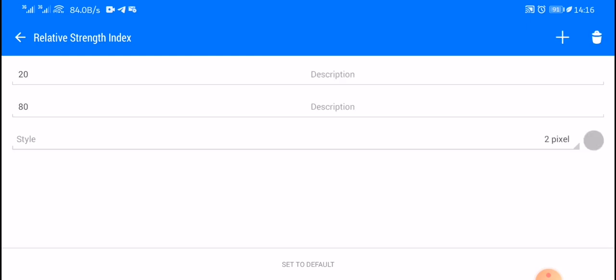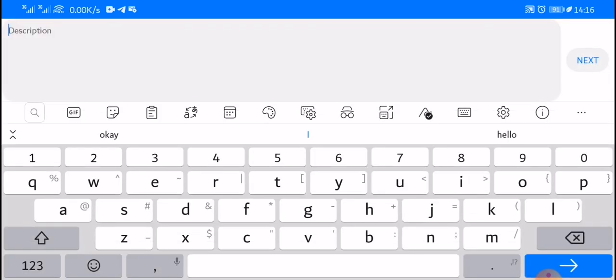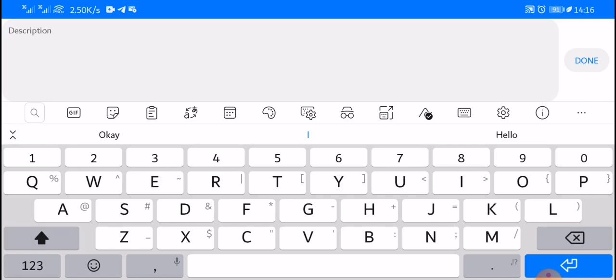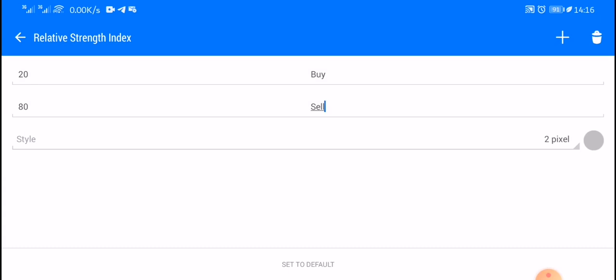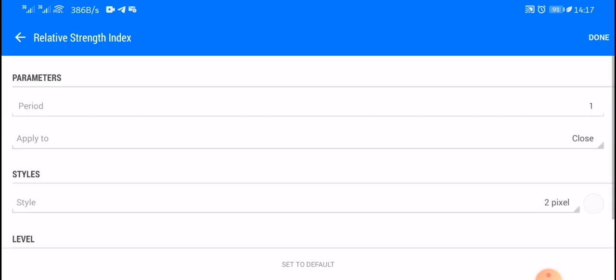Now we need the level 20 and the level 80. So at level 20, you want to put a buy, right? Then at level 80, you want to put a sell. Just type it in if you want to customize it that way. Having done that, you just go back and then you click done.